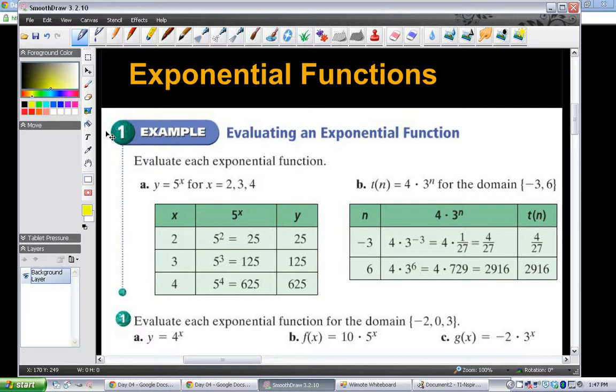Remember, exponential functions are one of our three functions we've talked about all year. This is where the x is in the exponent. That's what the exponential function is, where x is in the exponent. So let's look at these.